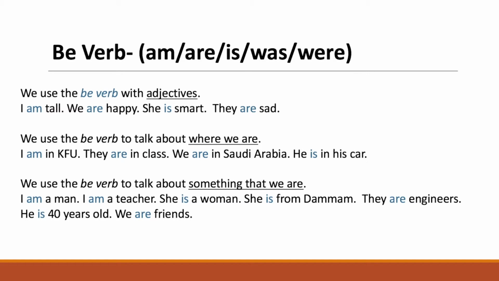We also use the be verb to talk about where we are. For example, I am in KFU. They are in class. We are in Saudi Arabia. He is in his car. We can also use the be verb to talk about something that we are. For example, I am a man. I am a teacher. She is a woman. She is from Dammam. They are engineers. He is 40 years old. We are friends.